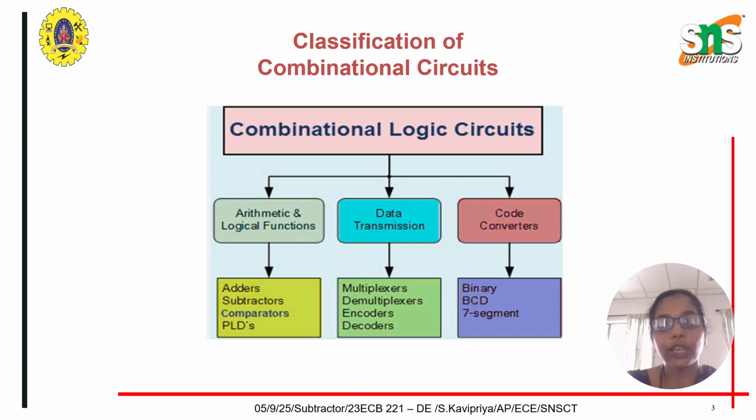So this is a classification of a combinational circuit. Combinational circuit in turn is classified into arithmetic and logic function, data transmission and code converters. So the classification is broadly done based on three functionalities. Under arithmetic and logic function, adders, subtractors, comparators and PLDs come under that. Under data transmission, we have mux, demux, encoder and decoder. Under code converter, we have binary, BCD and 7-segment code converters.